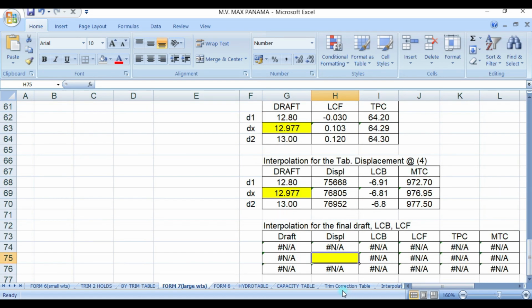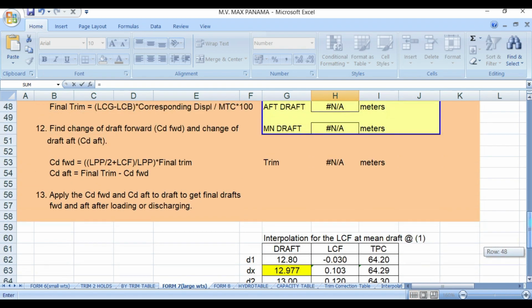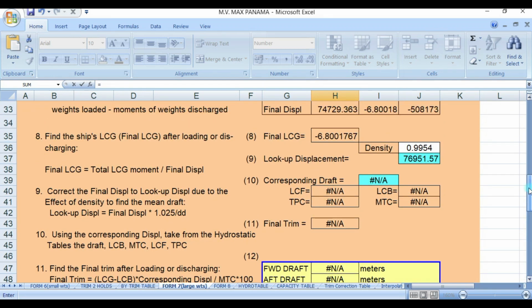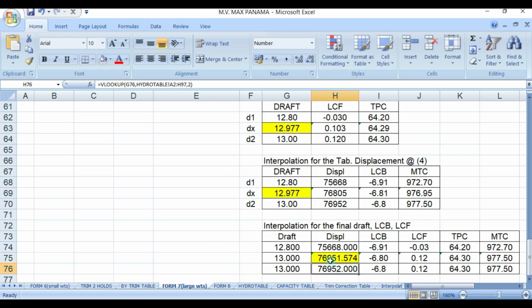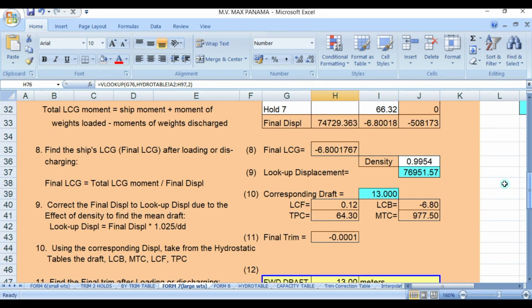So we put equals here, then click this one and enter. So there she goes, 76951.574, which is this one.